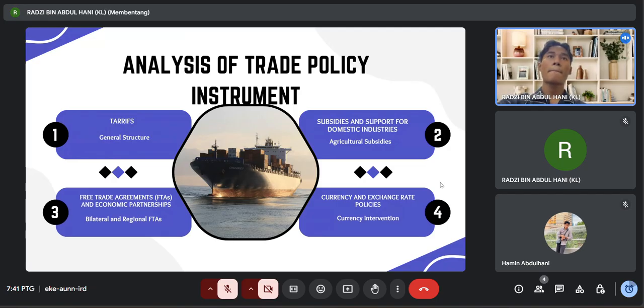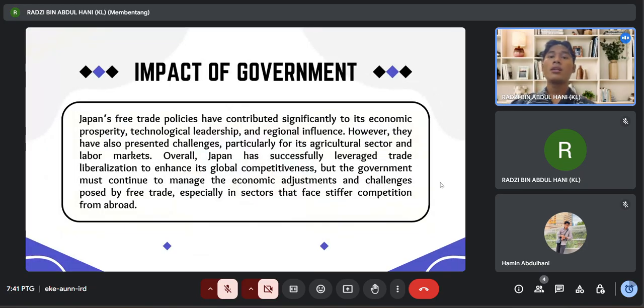Okay, next slide. For the impact of government, Japan's free trade policy has contributed significantly to its economic prosperity, technology leadership, and regional influence. However, it has also presented challenges, particularly for its agricultural sector and labor markets. Overall, Japan has successfully leveraged trade liberalization to enhance its global competitiveness, but the government must continue to manage the economic adjustment and challenges posed by free trade, especially in sectors that face stiffer competition from abroad.